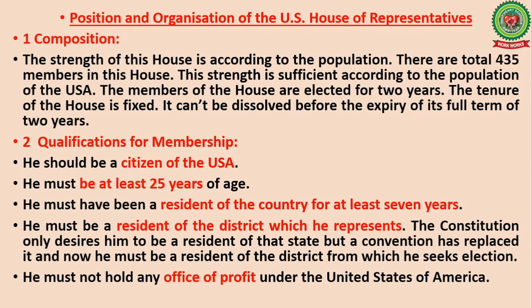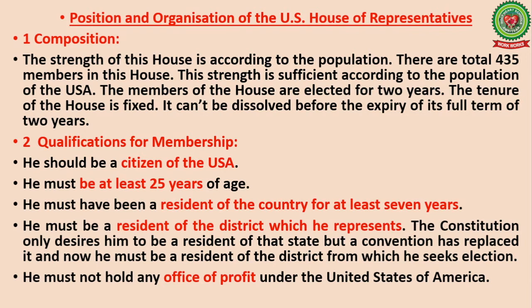Like the upper house, the Senate, each member is there for 6 years, and in the lower house, each member is there for 2 years. Means no one can be out before 2 years. The House cannot be dissolved before 2 years.